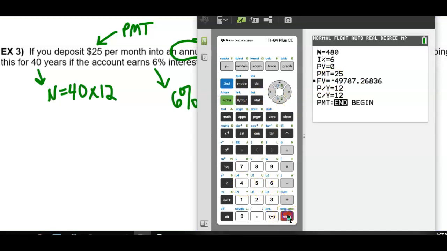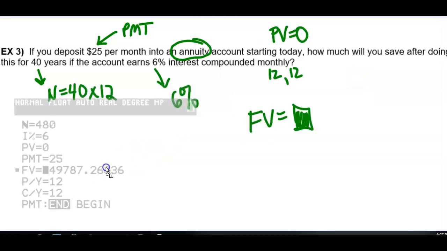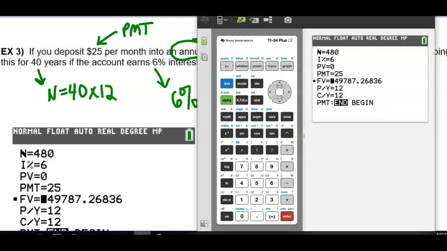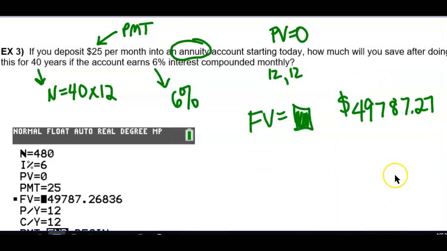And I do alpha enter, and it says I'll have almost $50,000. So 4, 9, 7, 8, 7, 27. And again, it looks like there's something under there, but that's just because it's blinking. Okay. So I'm almost $50,000 is my future value.